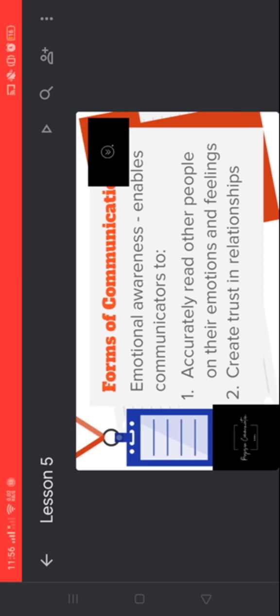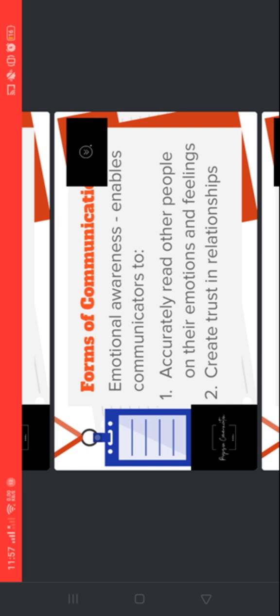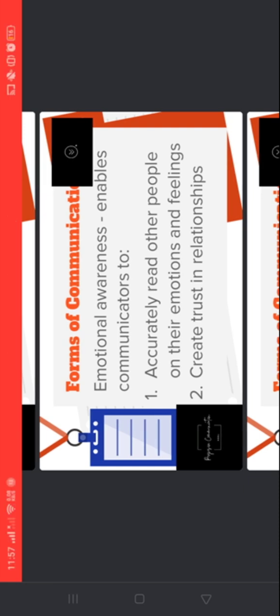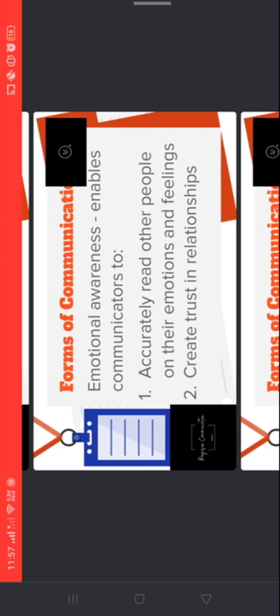What if you're talking about having your goals, but the person you're talking to is broke? For example, they will not plan about financial matters if they are broke, right? Because right now they are not feeling well. Why do we need to know the emotional awareness? For us to be able to accurately read other people's emotions and feelings. Number two, it will create trust. Because you know how the person is feeling and you know their emotion right now, and you know how to address and approach them. It will create trust.